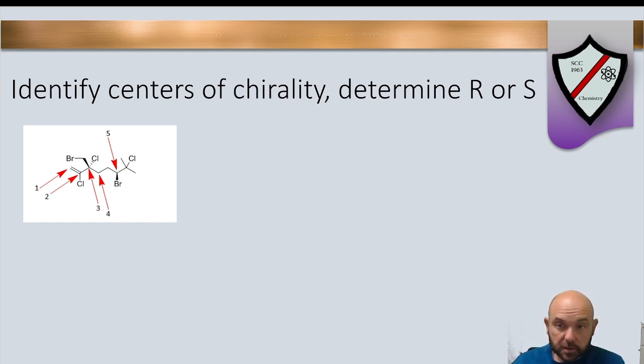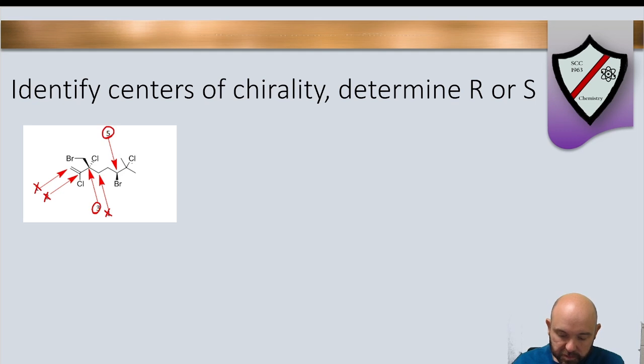Carbon number 1 is an sp2 carbon, so it is not chiral. Carbon number 2 is also an sp2 carbon, so it is not chiral. Carbon number 3 does appear to be an sp3 carbon with 4 different substituents, so it is a chiral molecule. Carbon 4 is an sp3 carbon, however it has 2 hydrogens, so it is not chiral. And carbon 5 does appear to have 4 different substituents, so it is chiral.